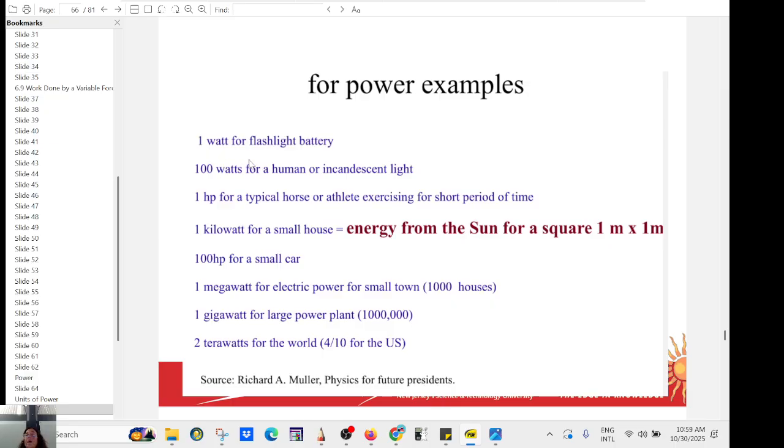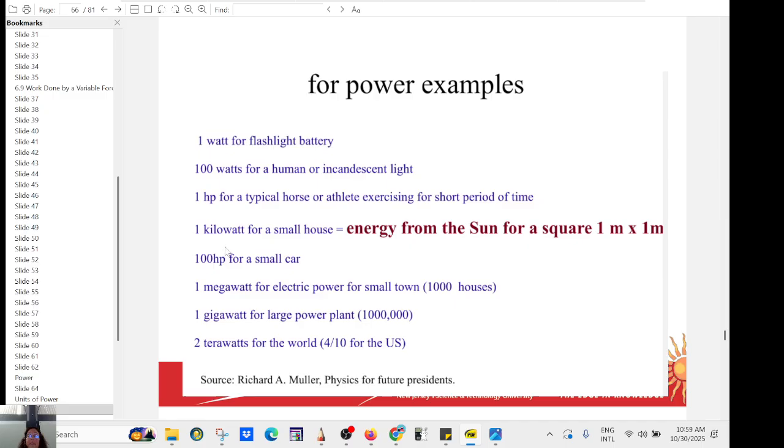So anyway, 1 watt, just to give you an idea how fast energy is burned, is a 1 watt flashlight battery. 100 watts is for us. We consume about, on average, depending if you are old or if you are an athlete it will be more, 100 joules per second, right? But remember why, if I touch you, I'm not going to burn myself: because that energy is spread out over a large area, even though it's the same amount of energy per second. And then 1 horsepower for someone doing high intensity training.